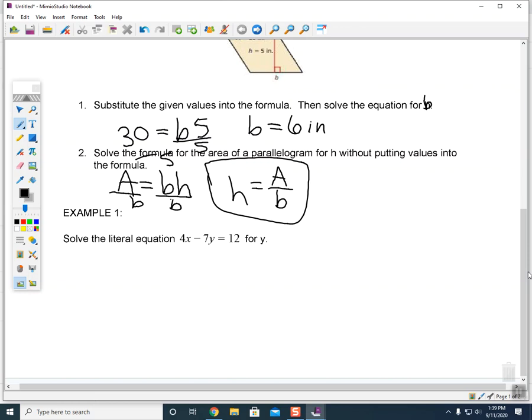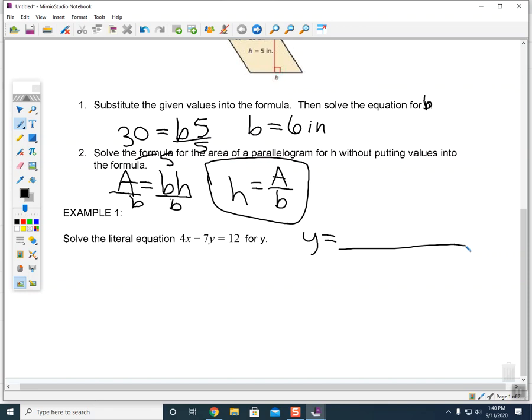All right, we're looking at some examples. Today's going to be a big example day, because this stuff can be kind of tricky. Solve the literal equation 4x plus 7y equals 12 for y. Now, when I know that I will be finished is when I end up with something that looks like this: y equals something. I want to isolate y by itself, and I want it to equal whatever it is on the right-hand side.